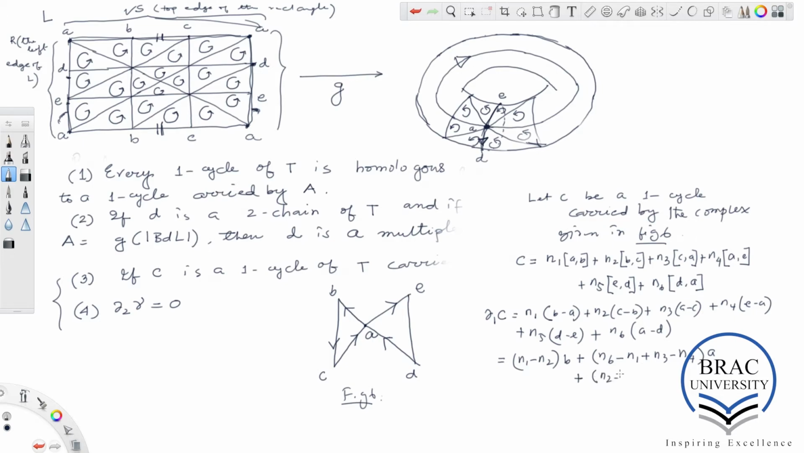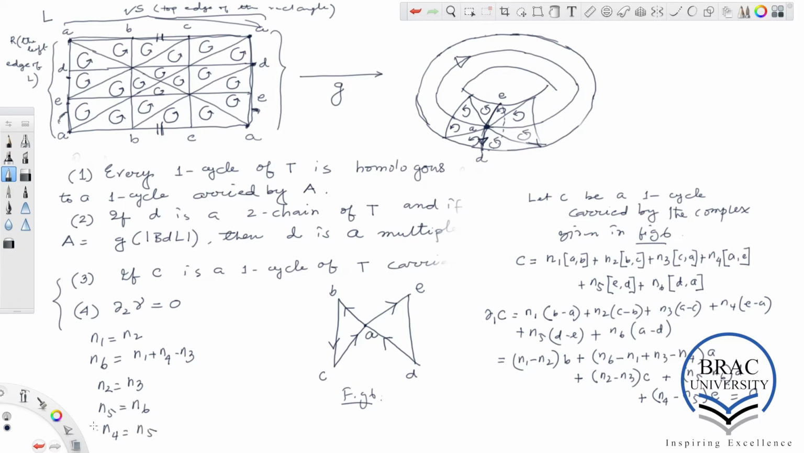plus n2 minus n3 times c plus n5 minus n6 times d plus n4 minus n5 times e, and since c is a one cycle, delta 1 c must be equal to 0, and it is equal to 0 means we have the following equations: n1 is equal to n2, n6 is equal to n1 plus n4 minus n3, and we also have n2 to be equal to n3, n5 is equal to n6, and n4 is equal to n5.